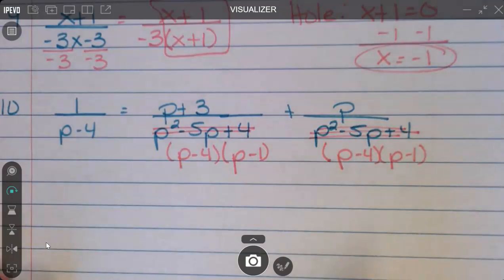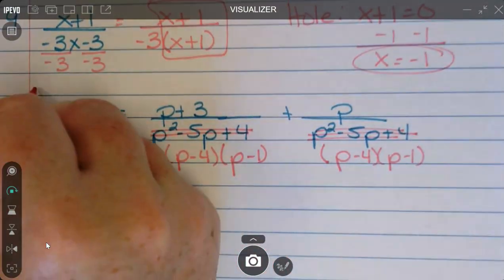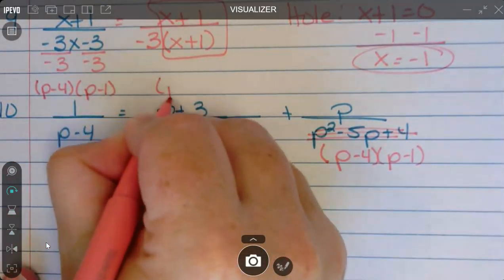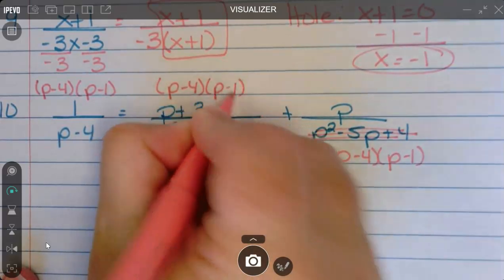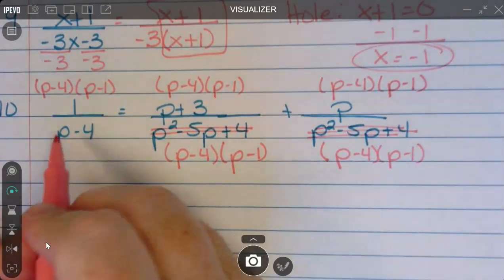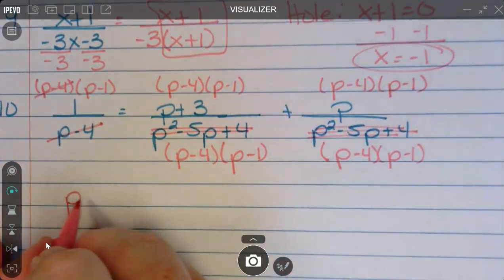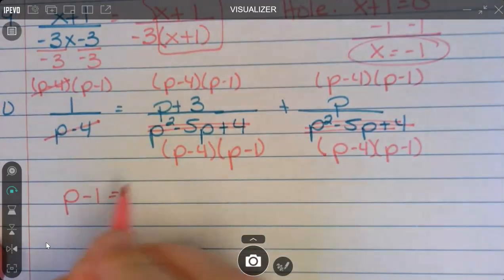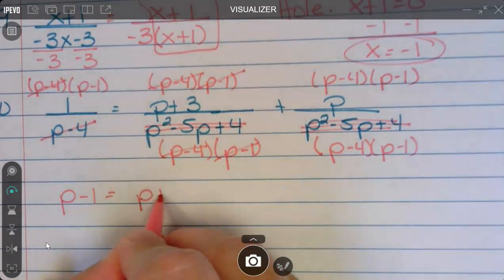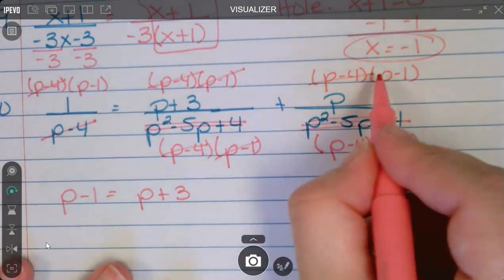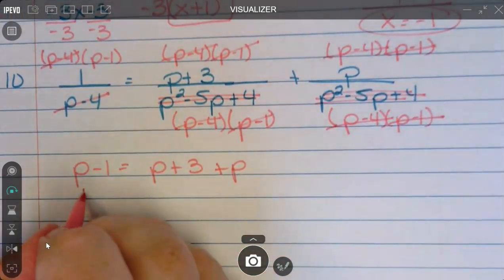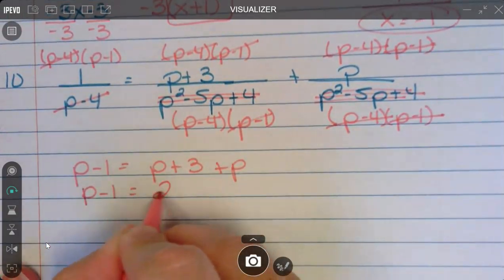Now we want to get rid of the fraction. So we're going to multiply p minus 4 and p minus 1 to everything. The p minus 4 cancels here and here, so I'm left with p minus 1. P minus 4 and p minus 1 cancel, so I'm left with p plus 3. And the same thing happens here, so plus p. So p minus 1, I'm going to clean this side and get 2p plus 3.